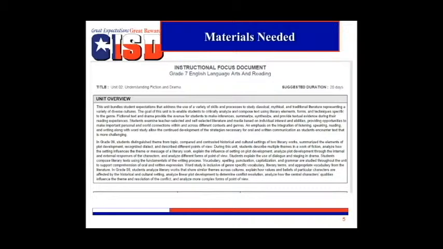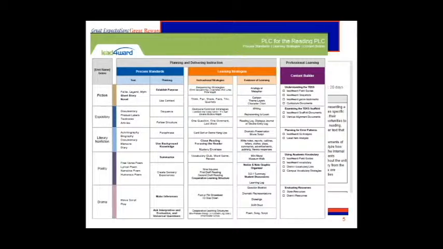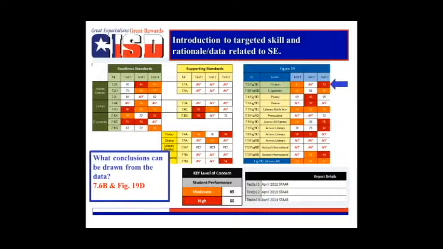Materials that you will need are your Unit 2 IFD, your organizing instruction using the TEAC Standard Types document, and the PLC for the Reading PLC. For the second 6 weeks, the curriculum preview will target Readiness Standard 7.6b and Figure 19D. Students understand, make inferences, and draw conclusions, and analyze the development of plot through the internal and external responses of characters, including their motivations and conflicts.